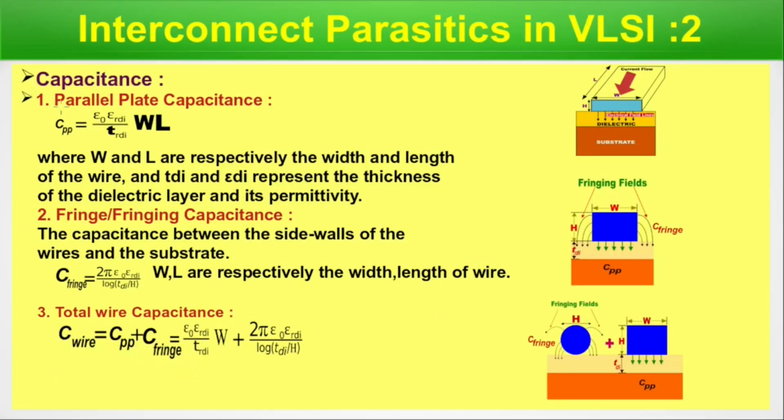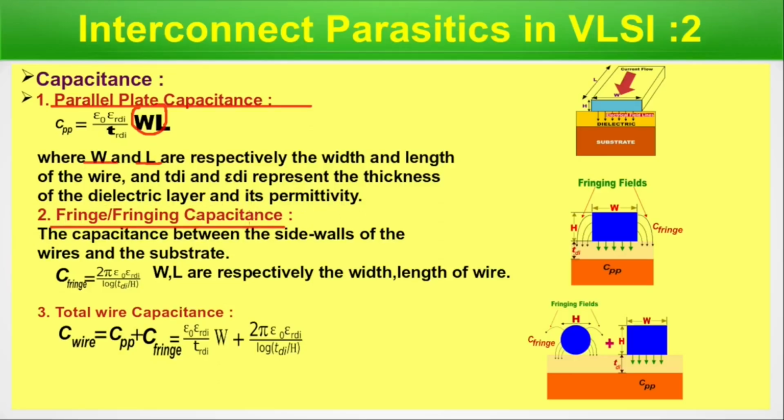There are two types: parallel plate capacitance and fringing capacitance. This is parallel plate capacitance. This is the substrate and dielectric. The simpler model is that C is proportional to epsilon 0 epsilon DI, that is the dielectric layer, divided by TDI, and then W times L, the width and length of the wire. TDI and epsilon DI represent the thickness of the dielectric layer and its permittivity.